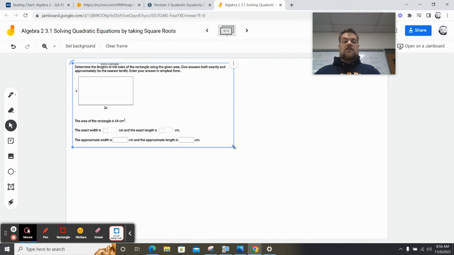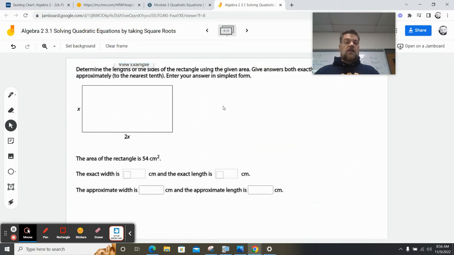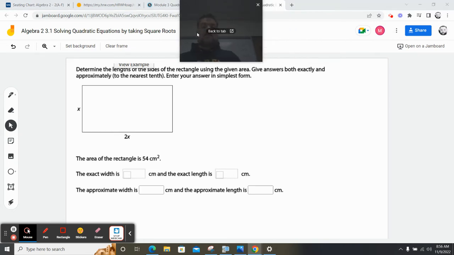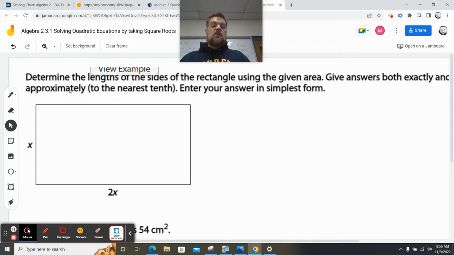So this is problem number 10 from the homework. And it says determine the lengths of a rectangle using the given area, given the answers, and so on. So we're working with quadratics. I'm going to ask you some questions, and you're going to be like, oh, okay. What information do we know?